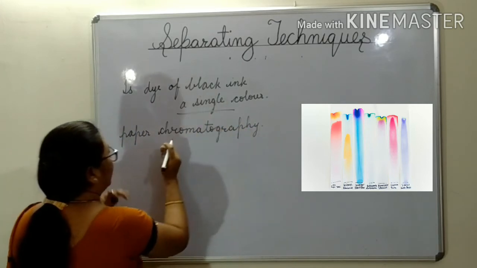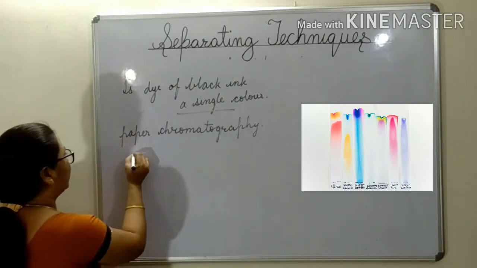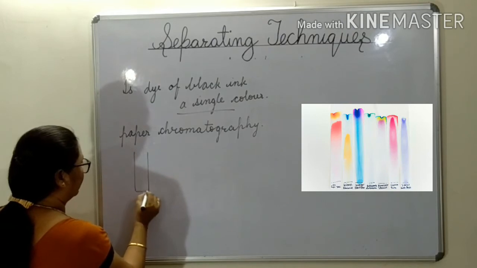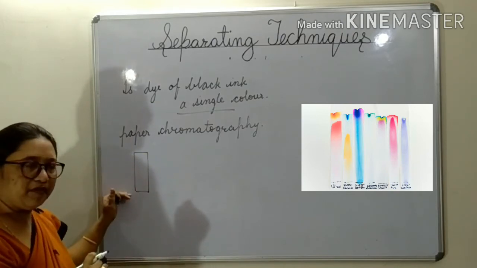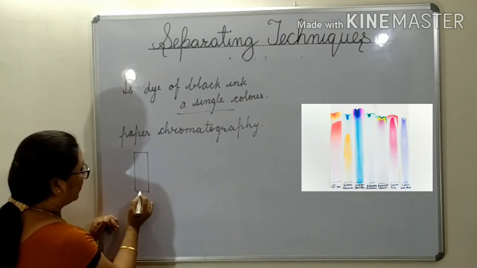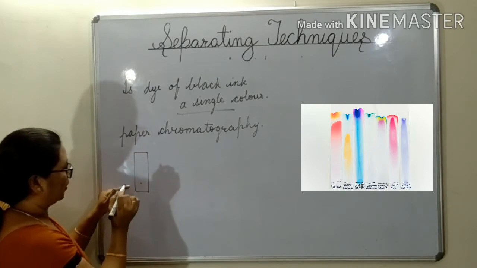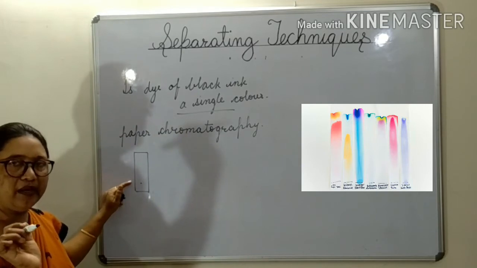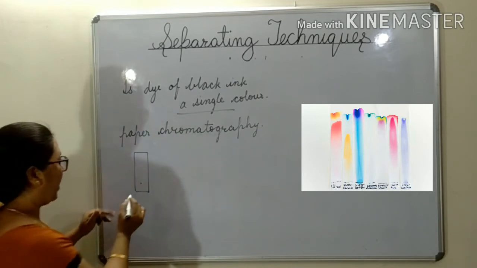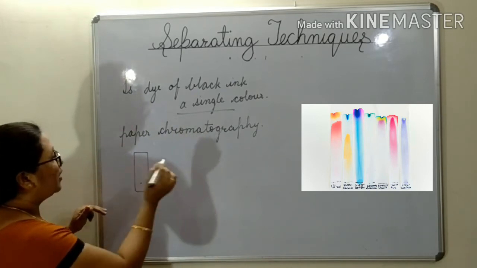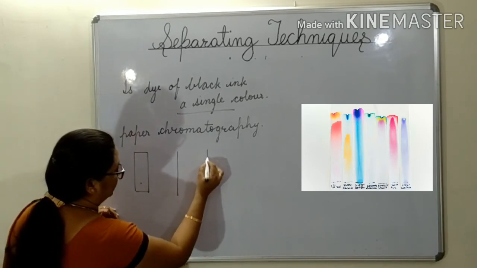In paper chromatography we will take a simple filter paper, and approximately 3 centimeters from the bottom I will put one dot with the help of a sketch pen or a fountain pen. A black dot I will put. Now take a glass jar.